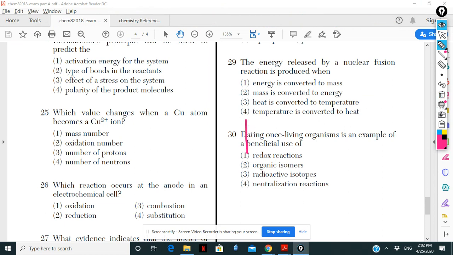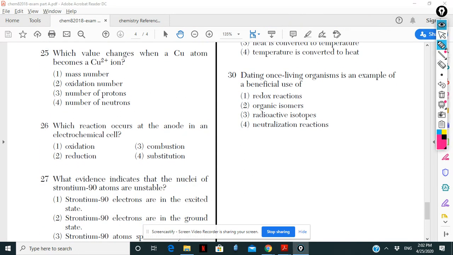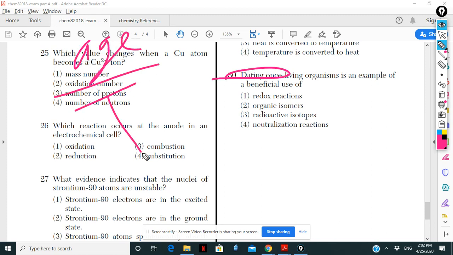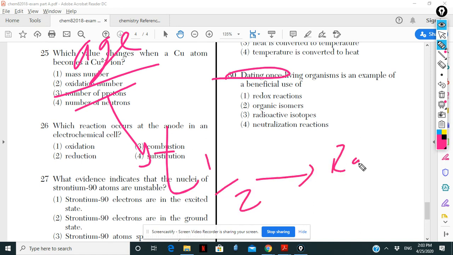Question number 30. Dating a living organism is an example of a beneficial use of... Okay, so when I do dating, it means I know the age. Knowing the age is something we use the half-life for. Half-life means I use the radioactive isotope. So the answer is 3. The answer is 3.